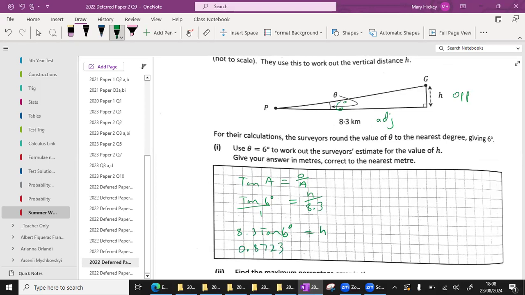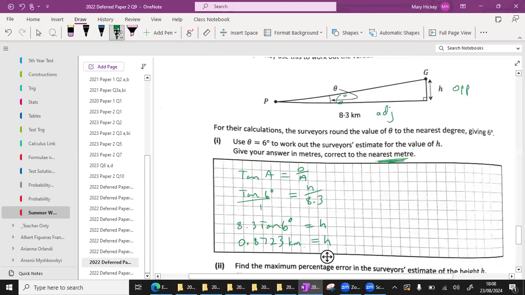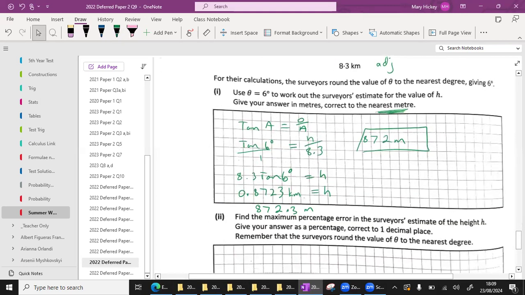That's coming out to be 0.8723, etc. for h. Now it says, give your answer in meters, correct to the nearest meter. Because the question's in kilometers, that's actually in kilometers. So if I multiply by 1000, I get 872.3 meters. And to the nearest meter, that is 872 meters. So I know that h is 872 meters.